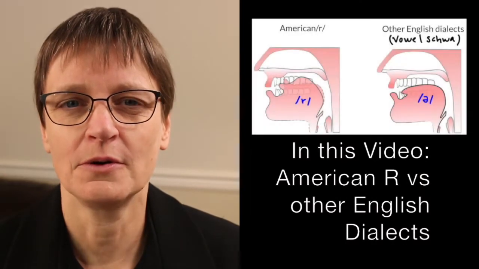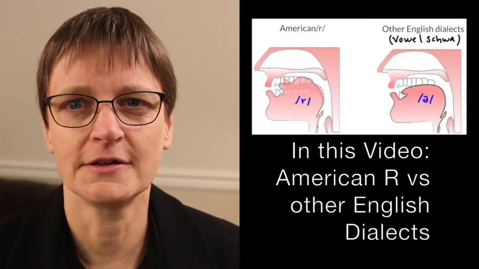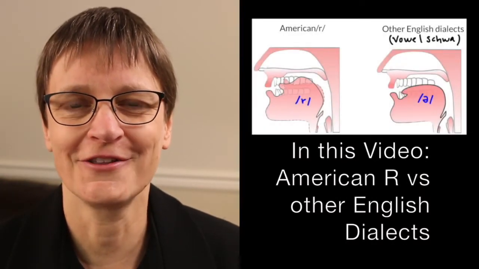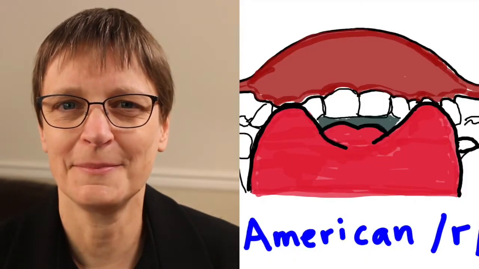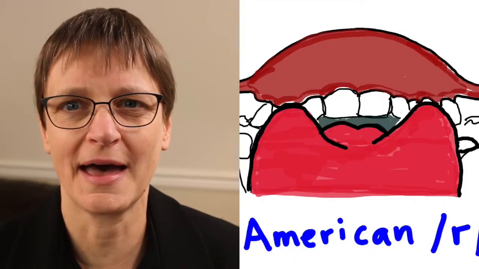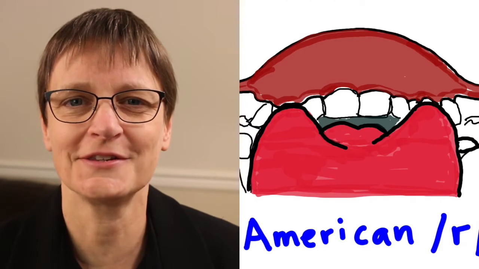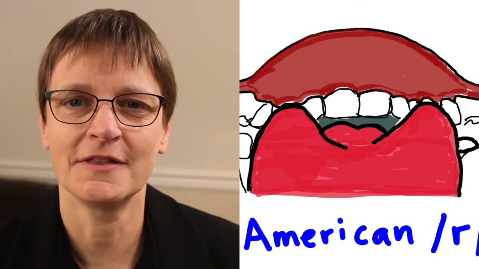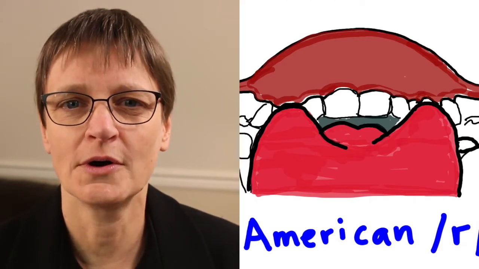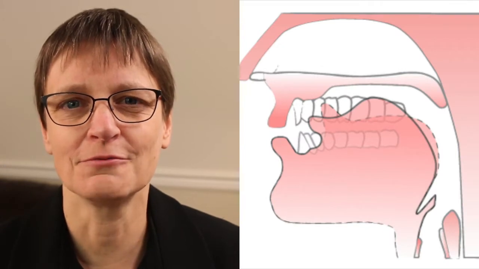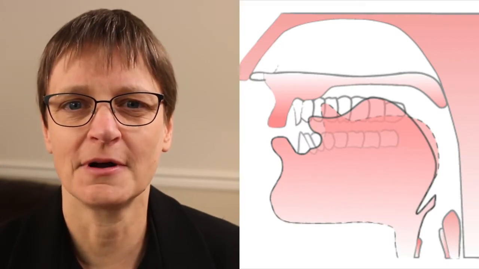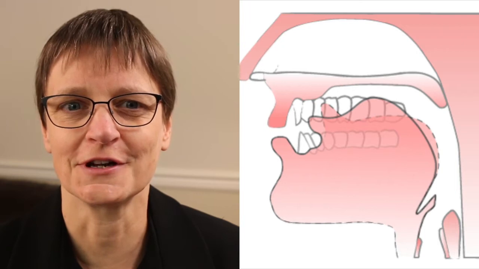In this video, we'll look at how American R is different than R in other English dialects. The American R sound is made with the back of the tongue tight and braced against the inner upper teeth. The tongue tip can be down, or some Americans also use a retroflex R, making the same R sound by curling the front of the tongue back.